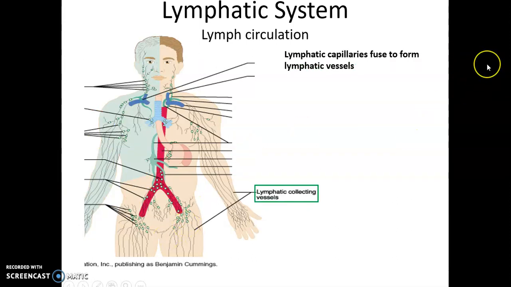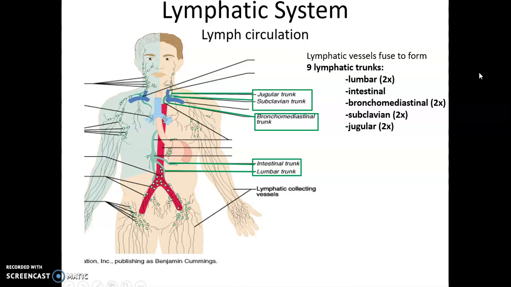The lymphatic capillaries will then fuse together and form lymphatic vessels found all throughout the body. The lymphatic vessels will then fuse to form the larger lymphatic trunks. There are 9 lymphatic trunks associated with various regions of the body, including the right and left lumbar trunks, the intestinal trunk, the right and left bronchiomediastinal trunks, the right and left subclavian trunks, and the right and left jugular trunks.